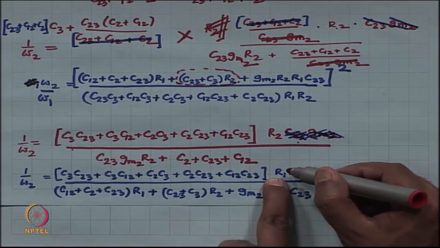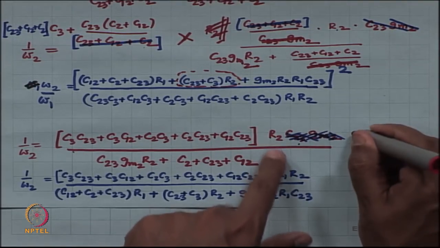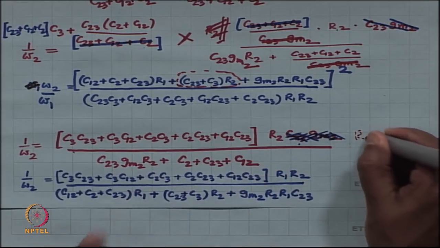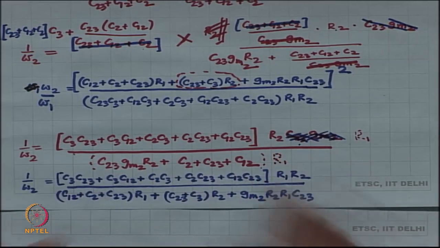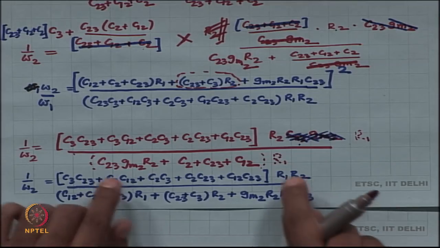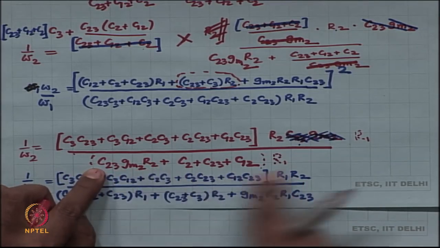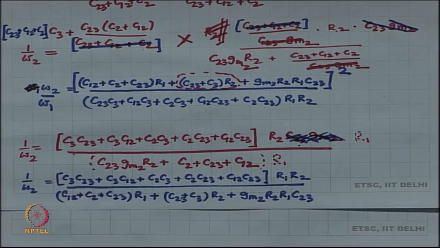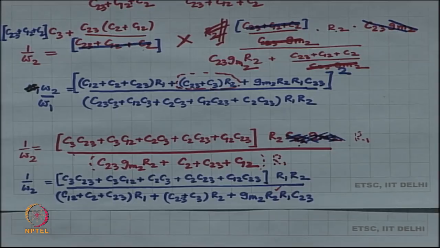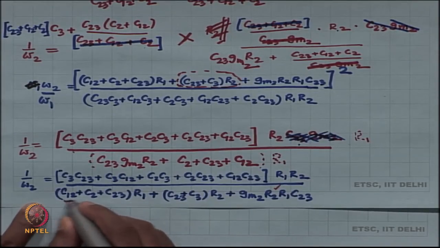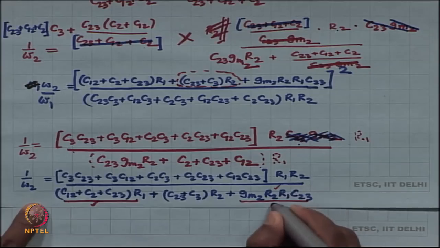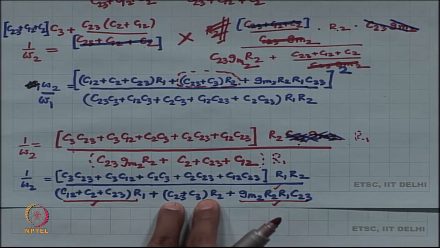Okay. All right. So, you can think of multiplying this by an R1 and multiplying the denominator also by an R1, just so that the numerator now completely matches up. Now, if we look at the denominator, I have got C23 GM2 R2 times R1, which is matching. Then I have got C2 R1, C23 R1, C12 R1. So, this entire term is matching, this entire term is matching. The only term that is left out is what I had over here.